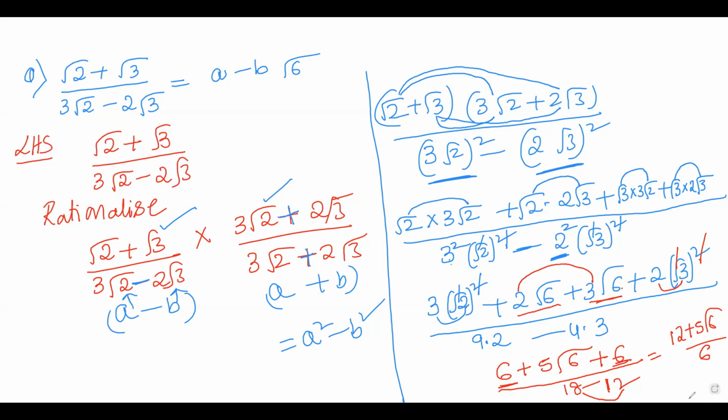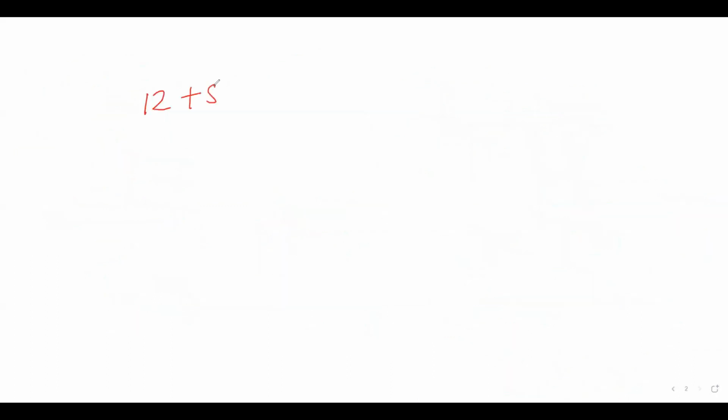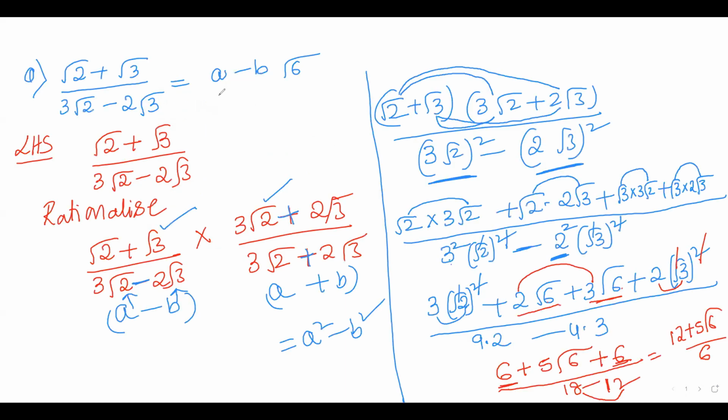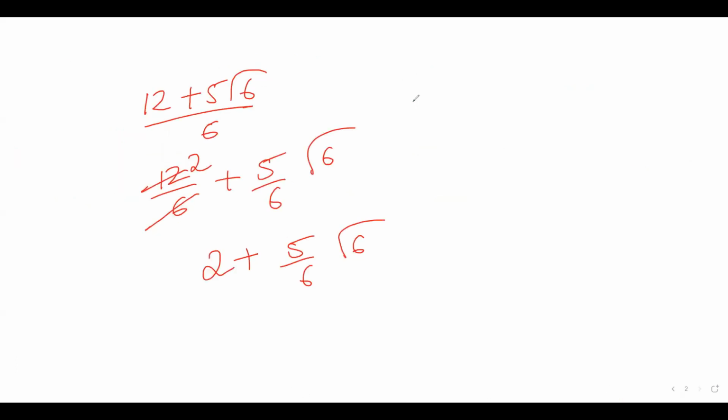So let me write in the next page. Separate the denominator. 6 twos are. Now go back to the problem. It is given in the right hand side as a minus b root 6.